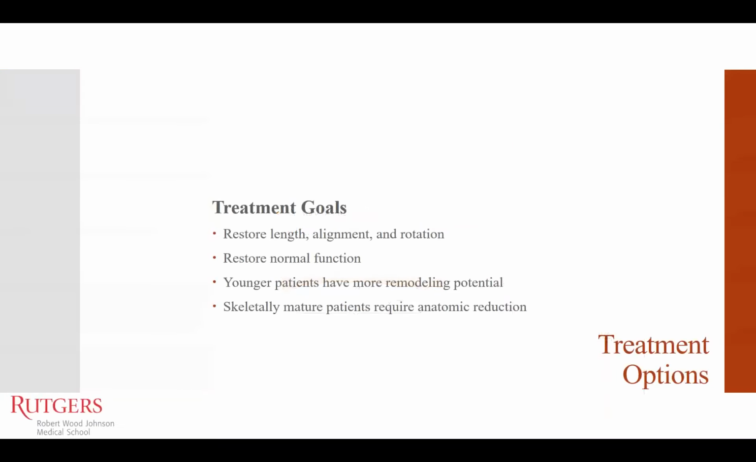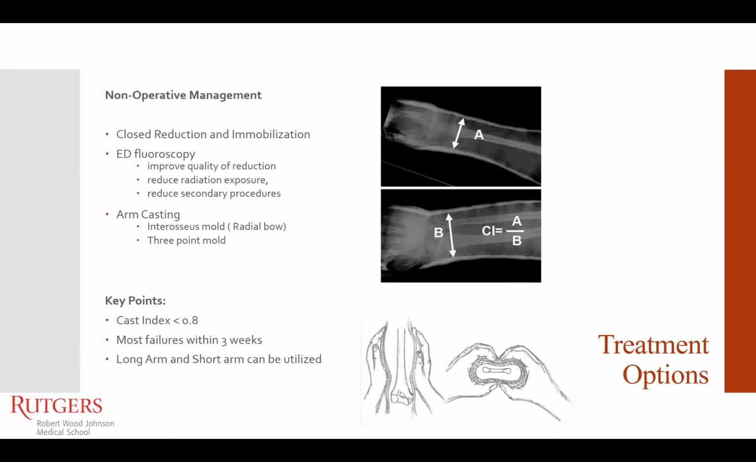So treatment goals, very generally: you want to restore length, alignment, rotation, and restore normal function, the normal range of motion. Younger patients, as we're all probably well aware, have very strong remodeling potential. As you get older, that remodeling potential decreases, and as you become skeletally mature, you need more anatomic reduction. All of this comes into your management strategy. So we're going to start with non-operative management.